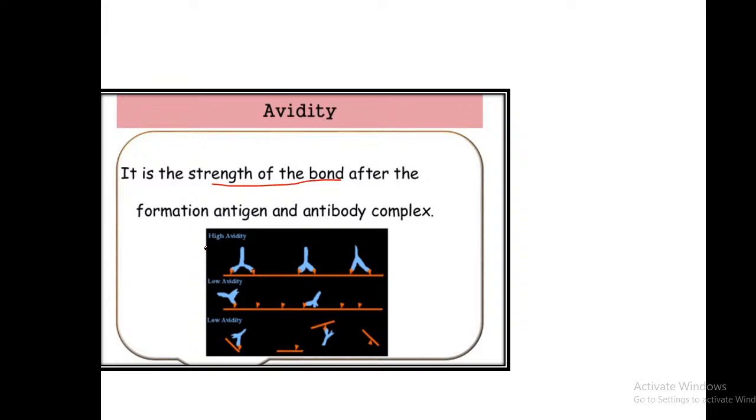High, so you can see here high avidity. With high avidity, the bond formation is very strong. Here both the arms of the immunoglobulin are binding with the antigen. Here just have a look, only one part is binding. Low avidity means it is not binding to one common specific region, it is binding to separate regions.